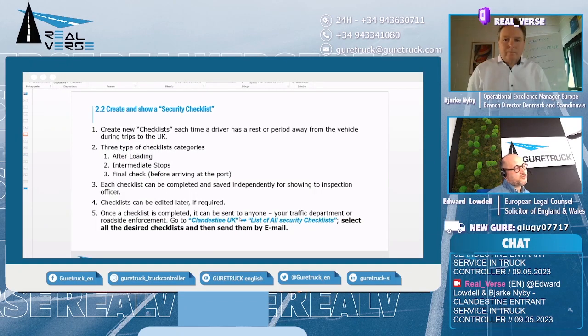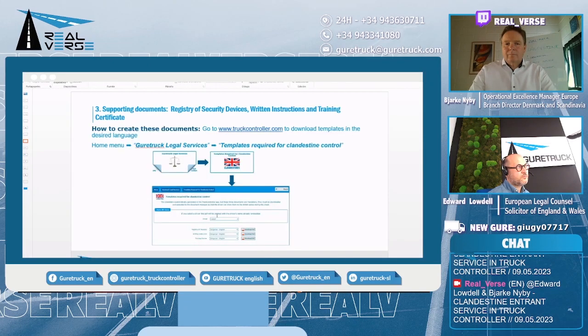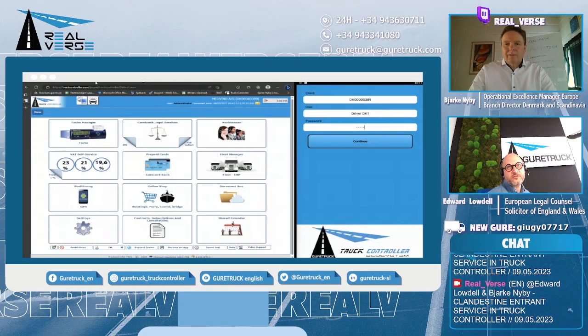We'll look at precisely how it's done a little bit later on, but this is one of the three buttons that we saw. From Clandestine UK, you would click on list of all security checklists. You select the desired checklist that you want to send, and then you send it by email. I will now pass you over to Bjarke, who's going to explain and show in practice on Truck Controller and on the app how to do these things. So over to you, Bjarke.